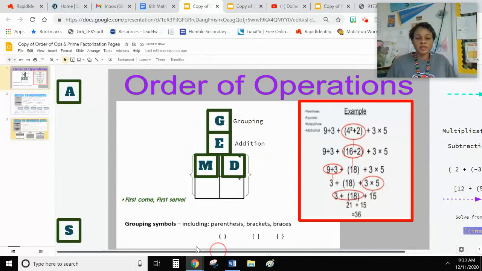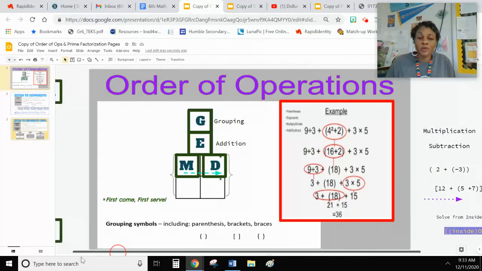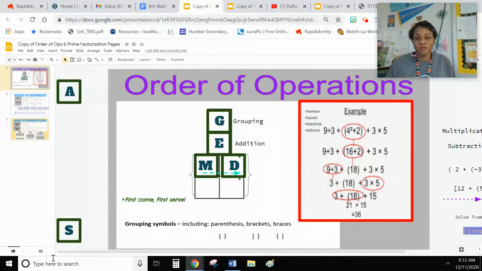And I want you to notice there's an asterisk there. That asterisk means first come, first serve, or we typically hear from left to right. So when you're walking down your problem from left to right, first come, first serve. So whoever's in line first is who you serve first. And we'll talk about that when we get to the example.